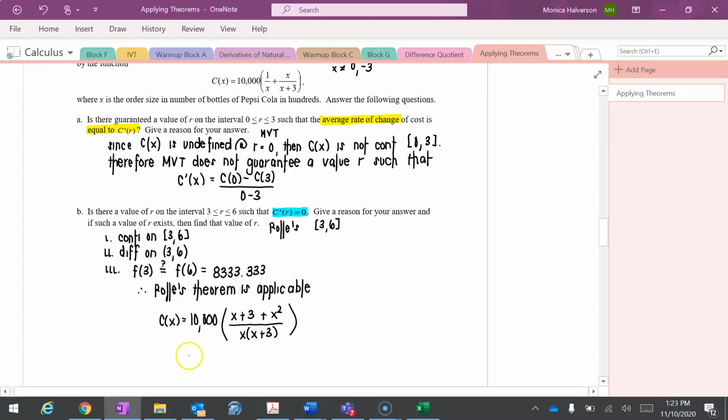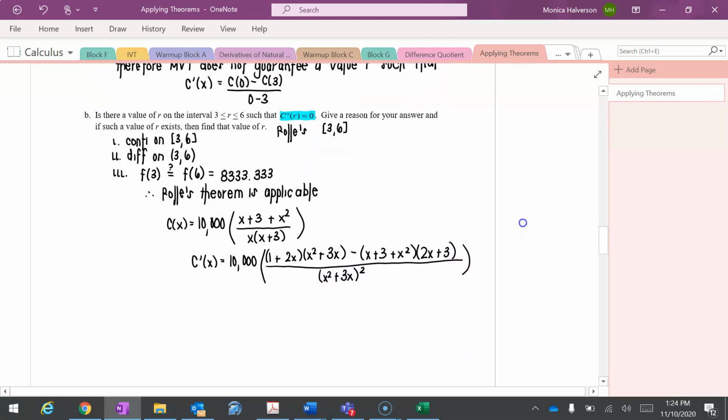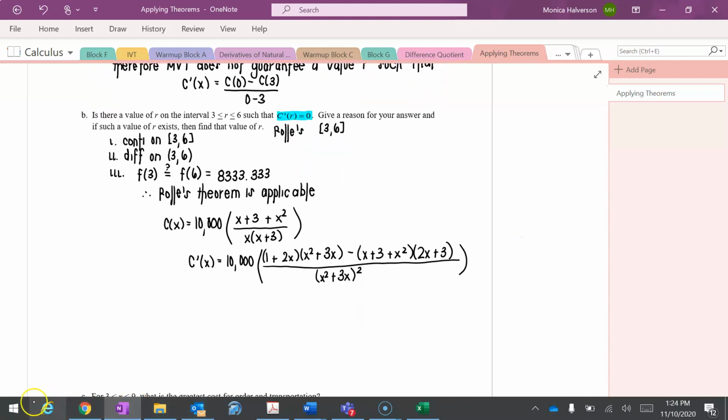If you found the first derivative, it would be 10,000, and now we're going to have to use the quotient rule. So 1 plus 2x times the denominator, minus the numerator times the derivative of the denominator, all over the denominator squared. Please now find the value of r.